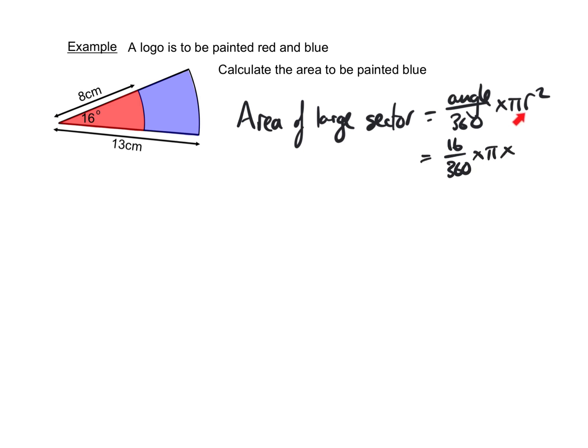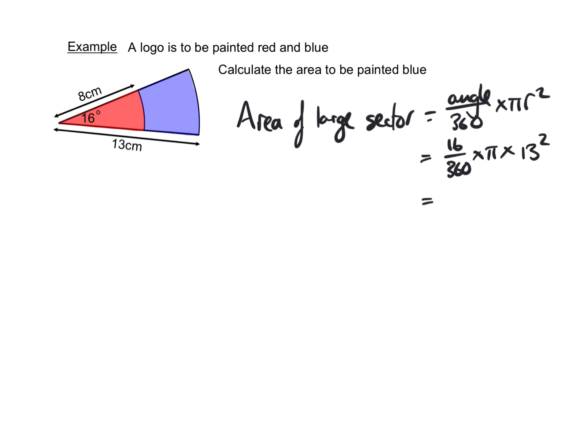Now again, check that you've got the right thing here. Have you got the radius or the diameter? Now both of these lengths, because this is the centre, this 8 is the radius of the red circle, and this 13 here is the radius of this kind of full sector here. So we're wanting that large sector, so we want to use this 13 for the large sector. So that's pi times 13 squared.